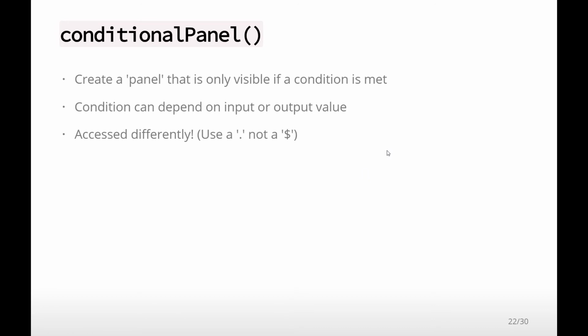The last way we're going to look at to update your UI is the conditionalPanel function. This is a function that you would put in your UI file. It's going to basically do if-then logic. So if some condition is true, we're going to then add other UI elements that we specify. This condition can depend on either an input or output value. Either way is fine. But a little bit of an issue here is that we do have to change our syntax a bit. We're going to use a dot instead of a $, and we'll see what that looks like in just a second.